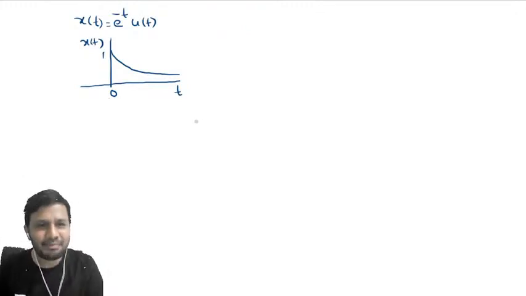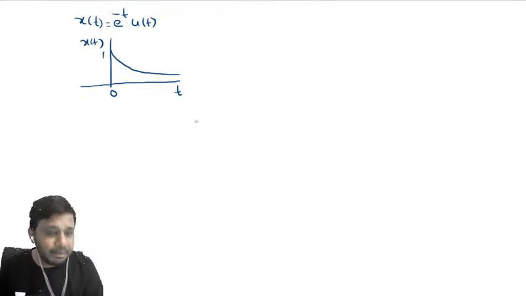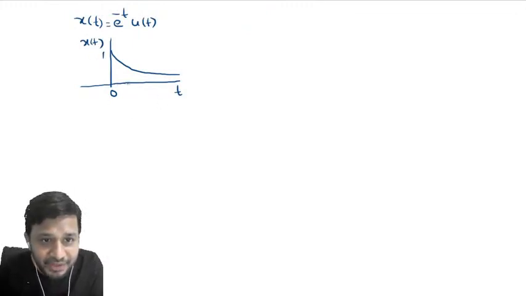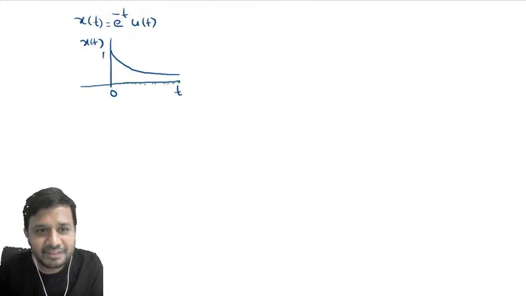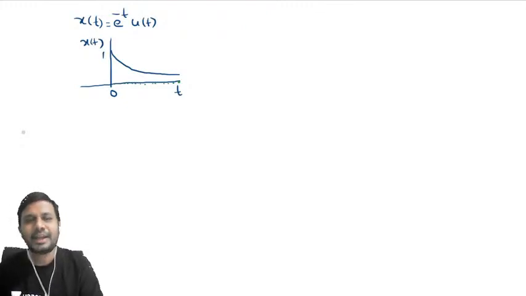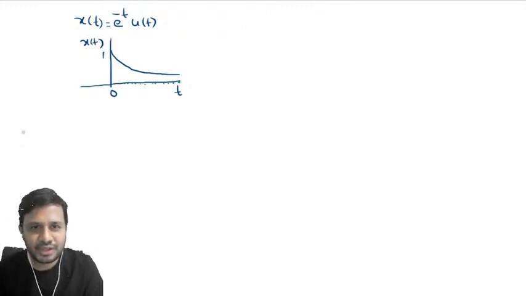But for the time being, this signal can be taken as an example of a continuous time signal, which is defined at every instant of time. For the sake of example, you can consider this one. This is a decaying exponential, which can be taken as an example of a continuous time signal.